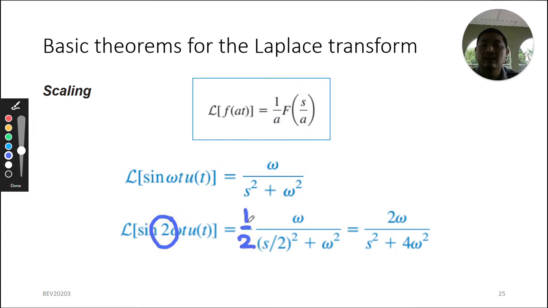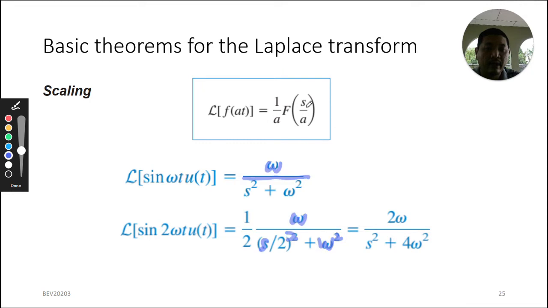This is the a, right? And then this 1 over 2 is this 1 over a. Once we have that, we need to do this F(s/a). So what is the Laplace transformation of sin omega t, which is this, right? Which is this: omega over s squared plus omega squared.